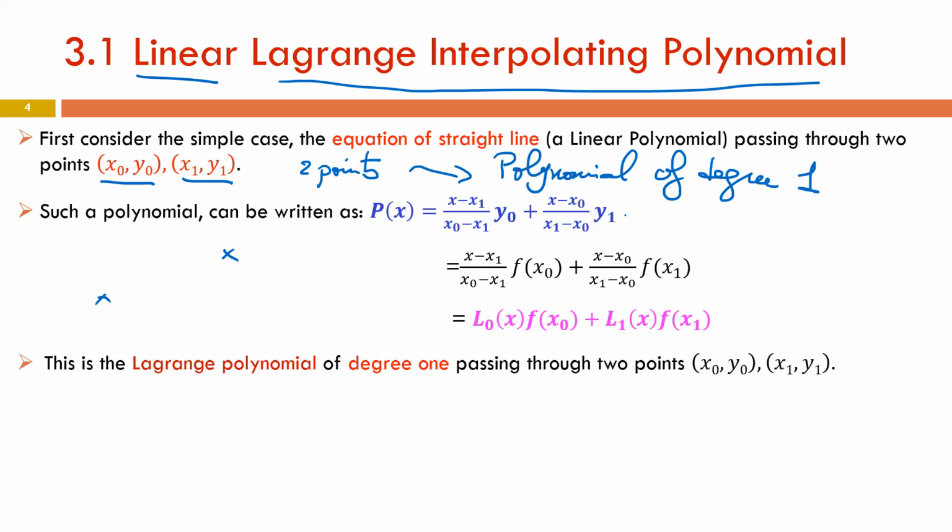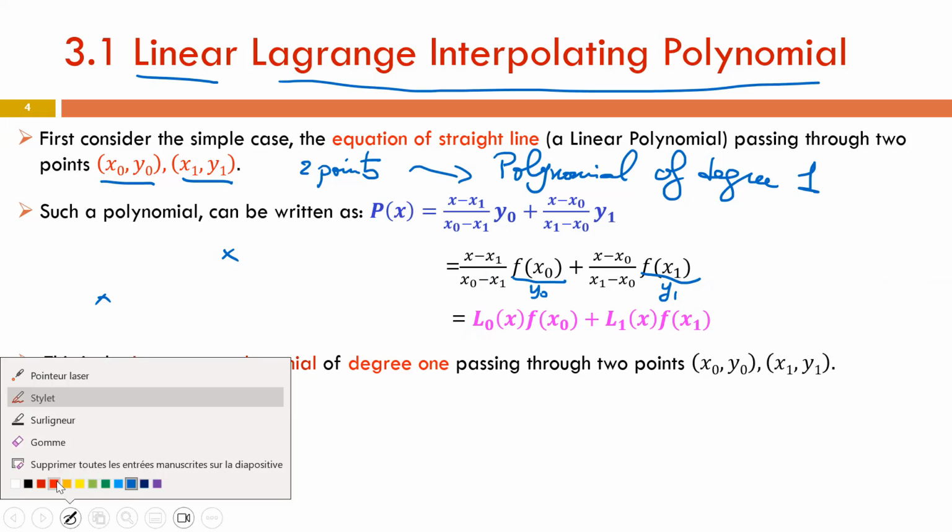The polynomial of degree 1 passing through these 2 points. Such a polynomial can be written in such a form. Here f of x0 is y0, the image of the first point, f of x1 is y1, the image of the second point. These are constants, and these are polynomials of degree 1. The first one is called L0.